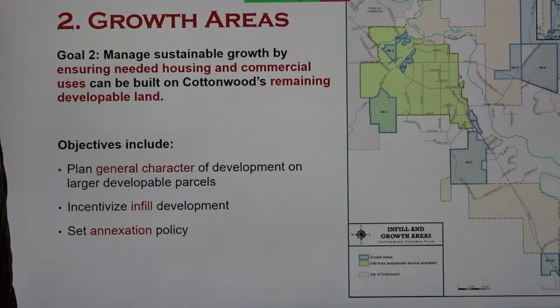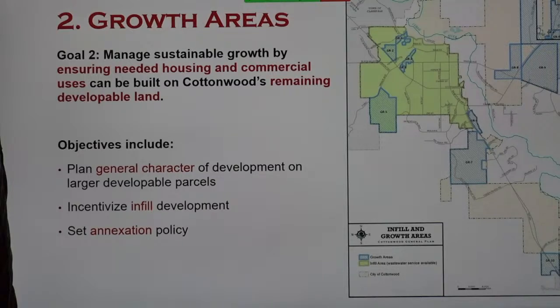The second element, growth areas. This is something that's required by the state for us to look at the areas that are prone to growth. And the idea here is to manage sustainable growth by ensuring that the needed housing and commercial uses can be built in Cottonwood's remaining developable land. So we identified the largest pieces of still undeveloped land in the city, and in this element, we developed some general land use visions for each one of these areas.